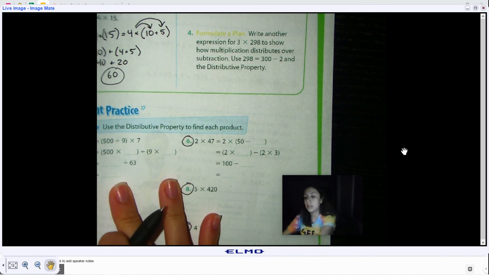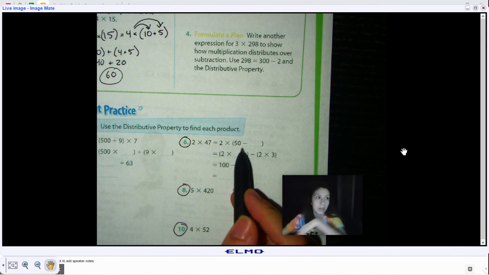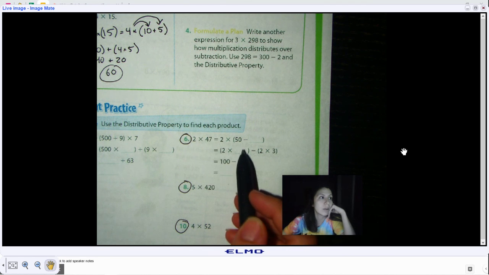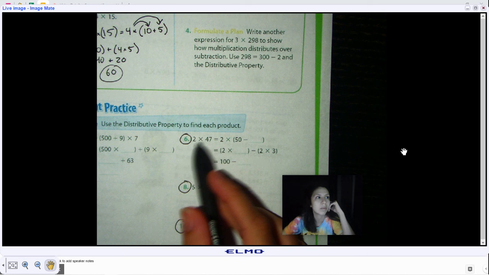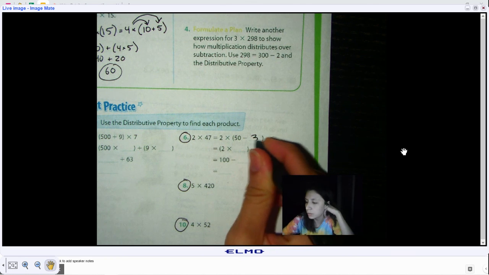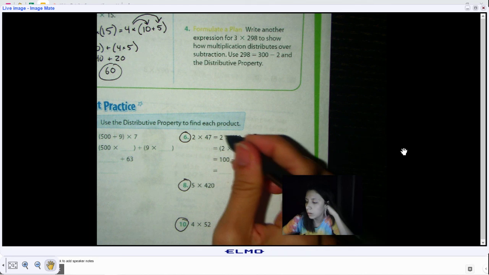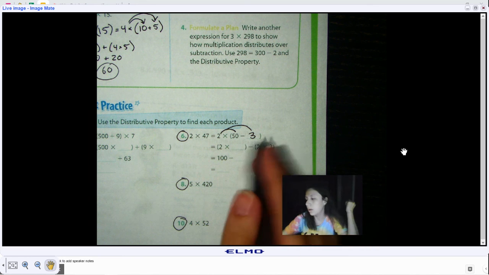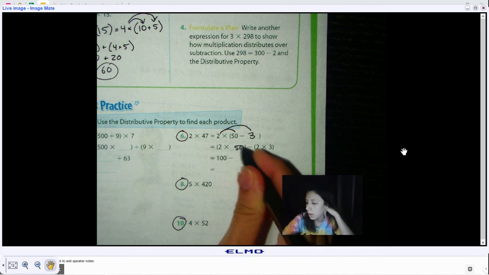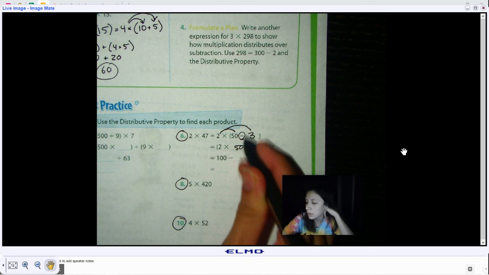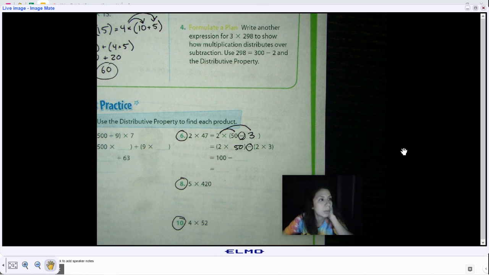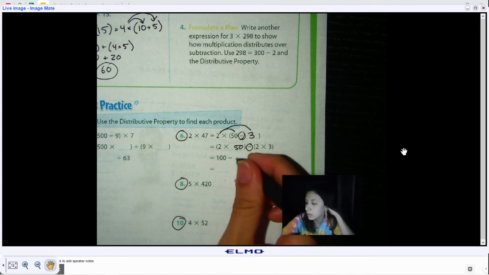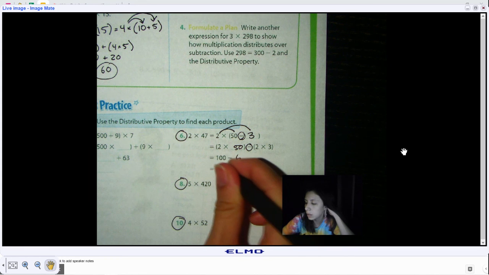You'll notice that the first one is a subtraction problem. So we worked on that in our notes today. So instead of doing 40 plus 7 here, we're going to do 50 minus whatever you have to minus to get to 47, right? So that's going to be 3 for us. So now it's time to distribute. Distribute the 2 to the 50. Distribute the 2 to the 3. So I have 2 times 50 and 2 times 3. And remember, I need to put a minus sign in the middle because there was a minus sign up there. 2 times 50 is 100 minus, and 2 times 3 is 6. So 100 minus 6 is 94.